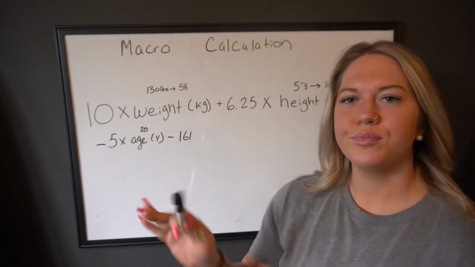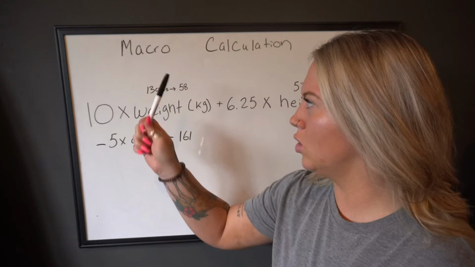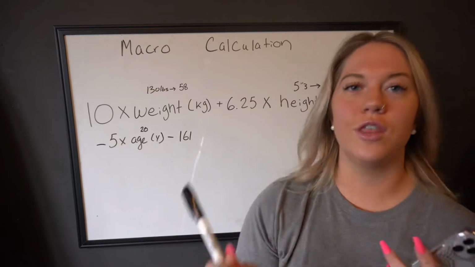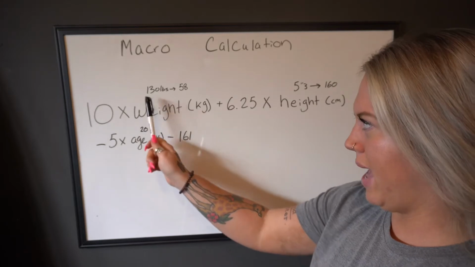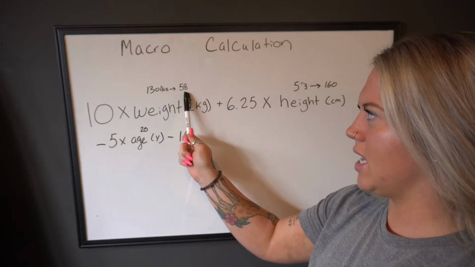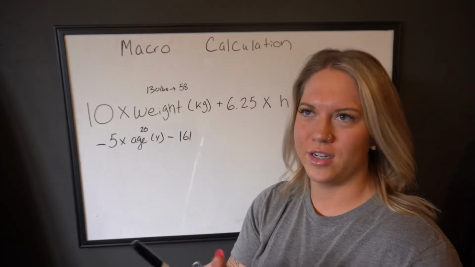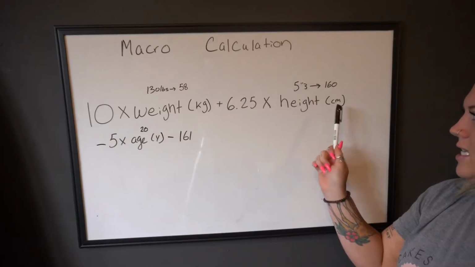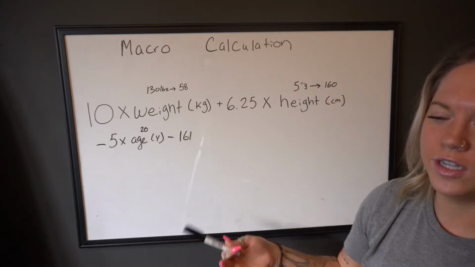So here you can see I have the calculation written out. We're going to use the example of somebody who's 20 years old, weighs 130 pounds, and is 5'3". Those are the three things I need from you in order to do this on your own. You need your weight in pounds, and then you need to convert it to kilograms. So 130 pounds is 58 kilograms, and I typically just Google that, 130 pounds to kilograms, and it tells you. Super easy and quick to do. Then you need your height in centimeters. So 5'3" is 160 centimeters, and obviously just your age in years.